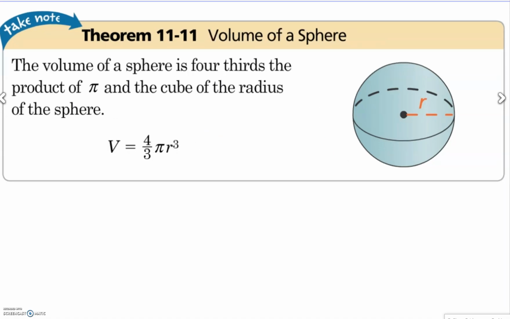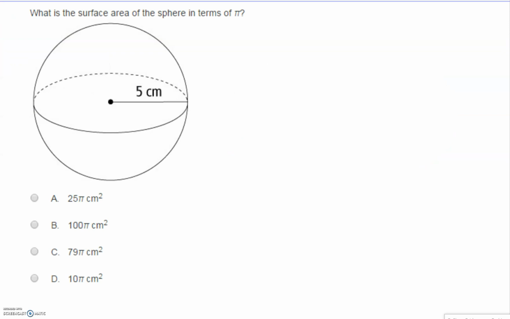The volume of a sphere is 4/3 pi r cubed. And remember, this is in units cubed. So there are two formulas. Let's put it to work.